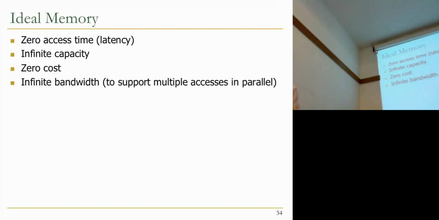Whenever you're thinking about designing a system, it's always good to think about, ideally, what do I want? And then you try to approximate that ideal at the cost budget and energy budget that you can have. Ideally, you would like zero access time. You'd like to access this memory and grab the data right away. Infinite capacity, zero cost, and infinite bandwidth to support multiple accesses in parallel. It'd be lovely to get this, but we'll try to approximate all of this, obviously.